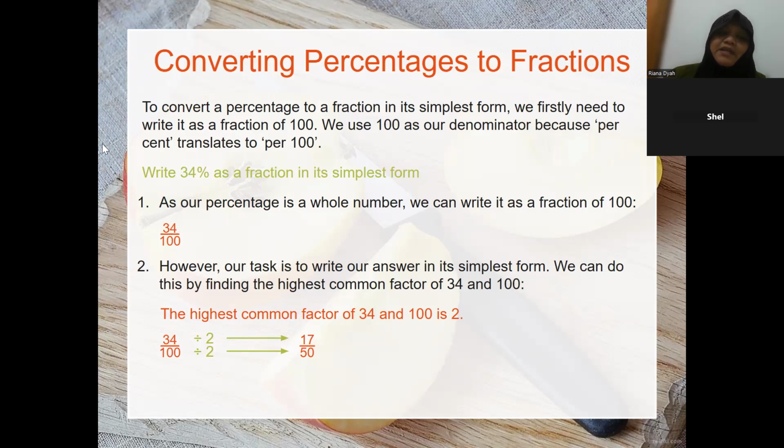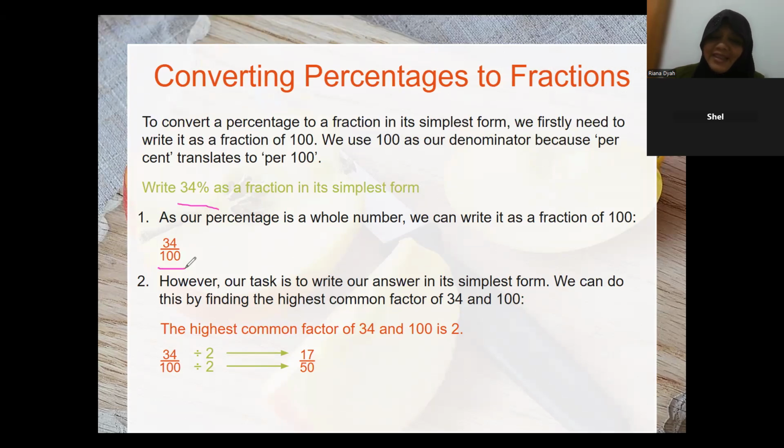Okay, I will repeat again. 34% equals 34 per 100. And you just need to simplify the fraction. 34 out of 100, what is the simplest form? Is it okay if I write it first? Oh, sure. Okay, thank you.